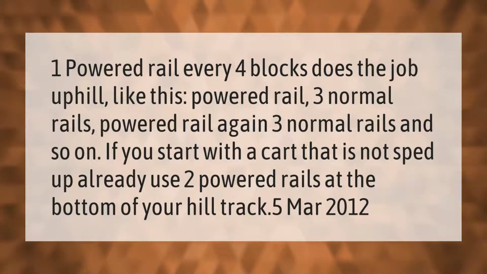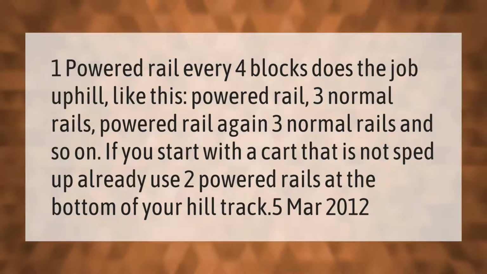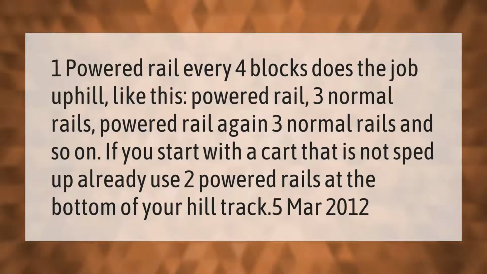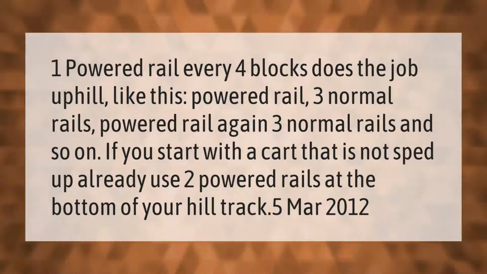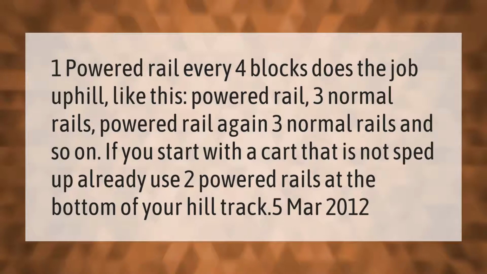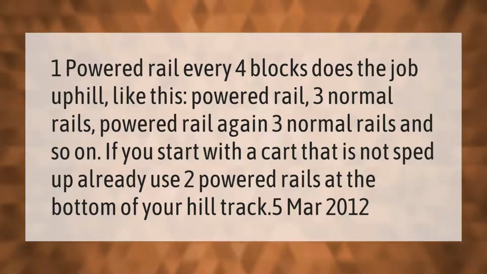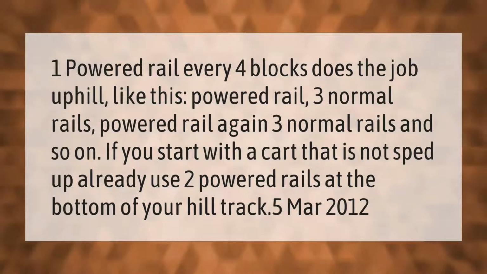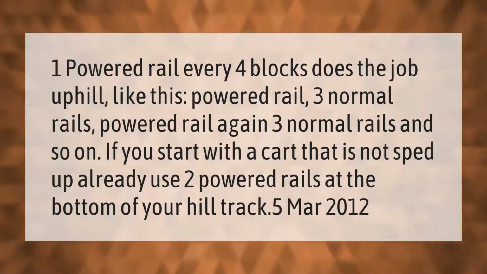One powered rail every 4 blocks does the job uphill, like this: powered rail, 3 normal rails, powered rail again, 3 normal rails, and so on. If you start with a cart that is not sped up already, use 2 powered rails at the bottom of your hill track.